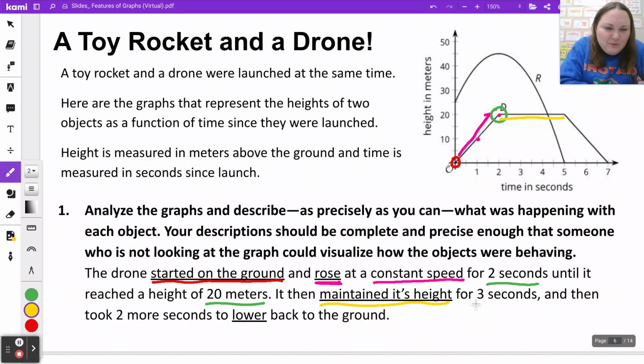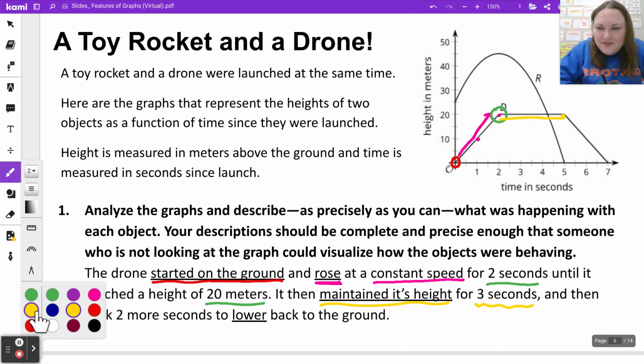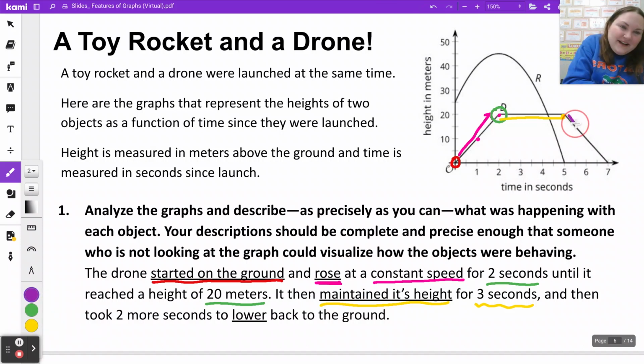Now, sometimes people ask, why is it 3 seconds and not 5 seconds? Notice it stops right here at 5 seconds. Well, it started at 2 seconds. So from 2 to 5 seconds means it was maintaining its height for a total of 3 seconds. And then our final part, I notice my line is going down. So my height is decreasing. And again, it's that straight line. So we've got that constant speed. So I said it's lowering back to the ground, and it took 2 seconds to do that. I know it's going back to the ground because by that 7, it's back to a height of 0.